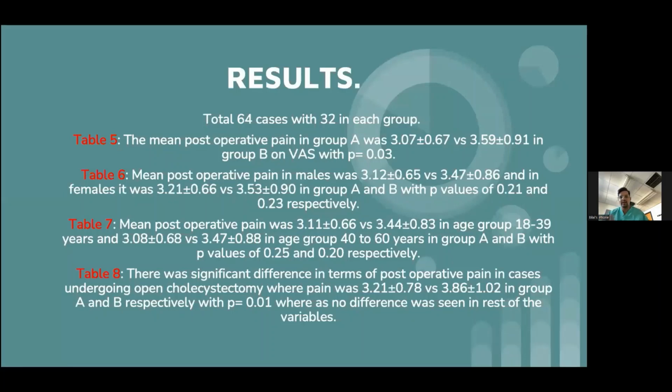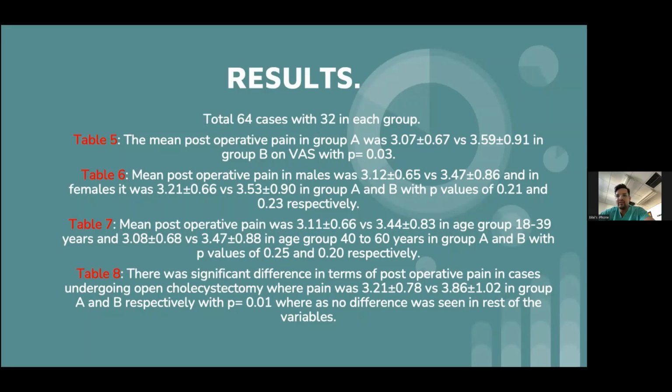Okay, so here are the results from the last five tables. Table 5 is showing the mean postoperative pain in group A was 3.07 versus 3.59 in group B on the visual analytical score. Table 6 is showing mean postoperative pain in males was 3.12 versus 3.47, and in females it was 3.21 versus 3.57.